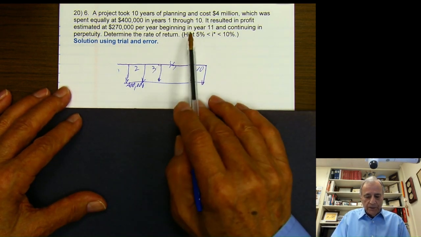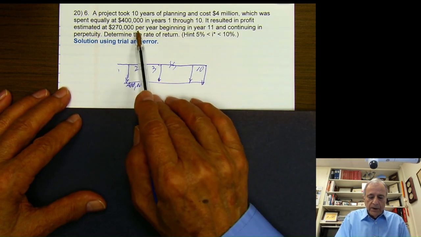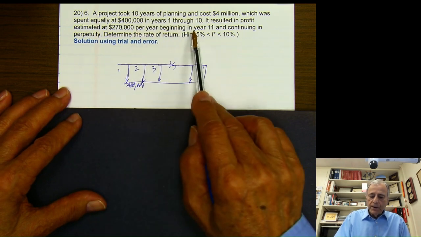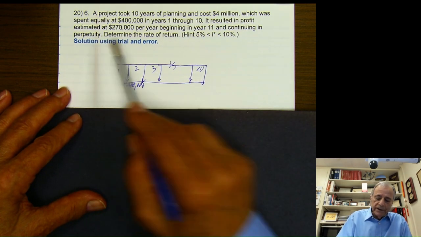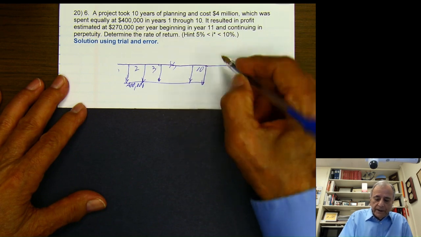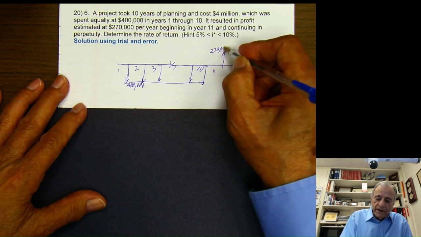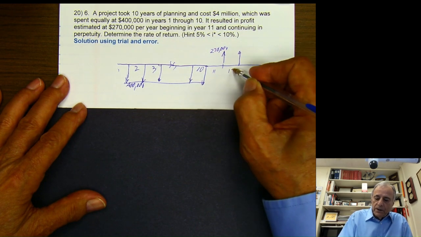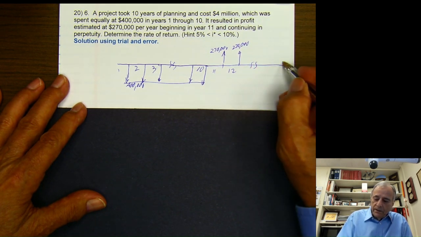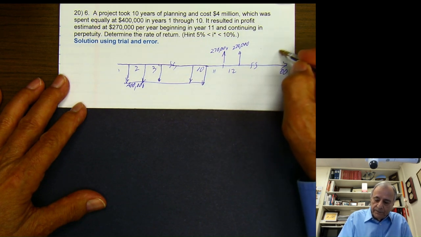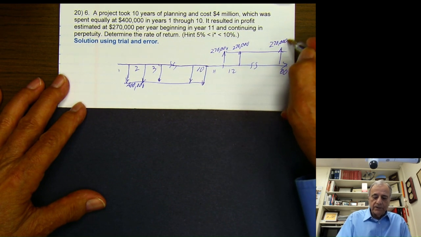So that's what we know so far. It resulted in profit estimated at 270,000 per year in years beginning in year 11 and continuing perpetually. Well, that means forever. So starting in year 11, you get plus 270,000, and then year 12 you get 270,000, and that goes on for infinity. So you get this nice infinite A series.